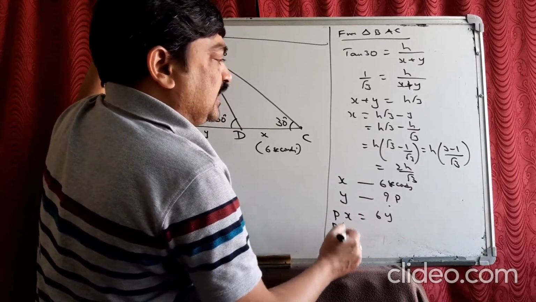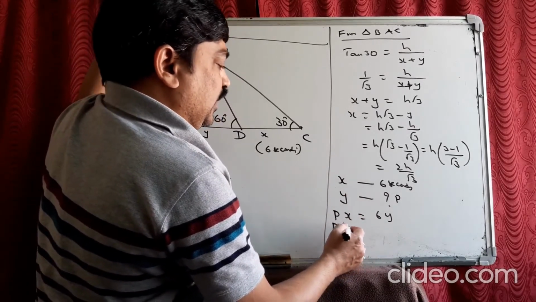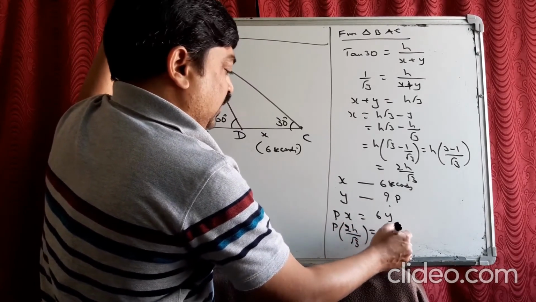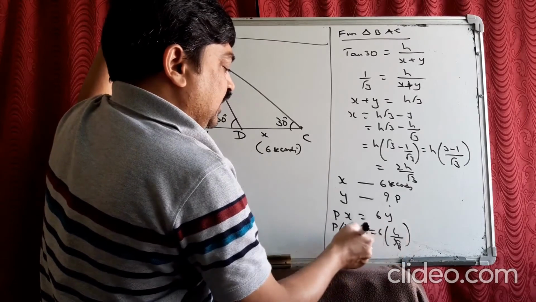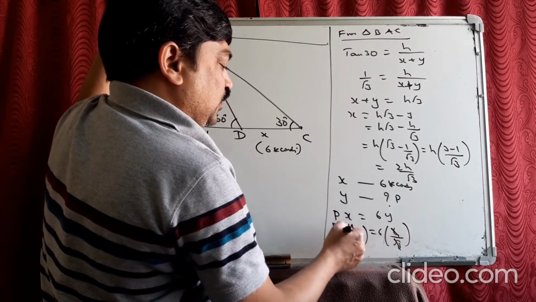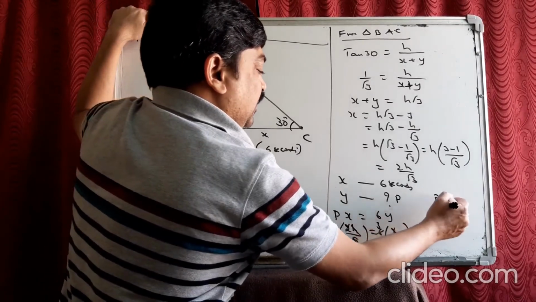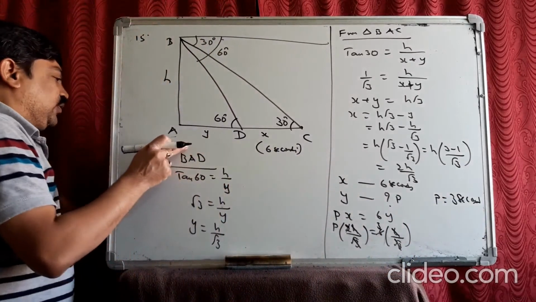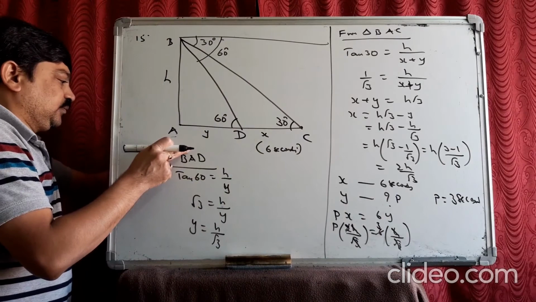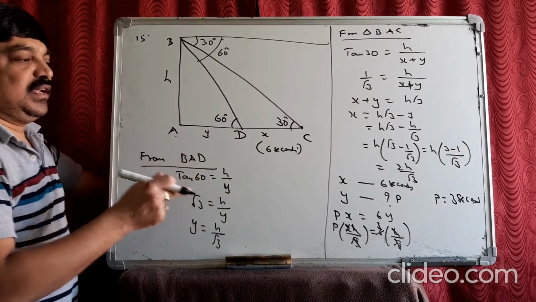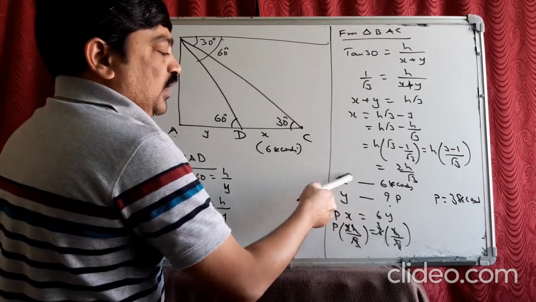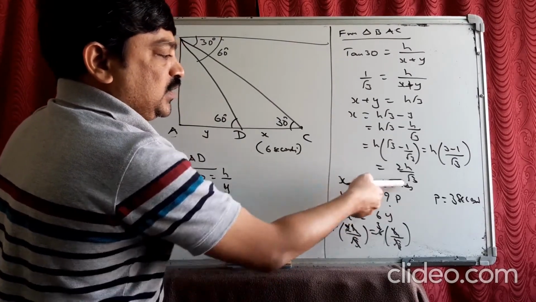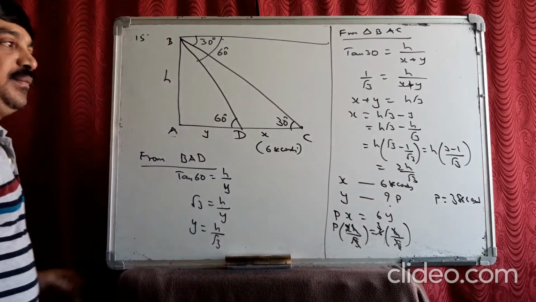P into x, where the x value is 2h by root 3, equals 6 into y, which is h by root 3. You can cancel h and root 3. So 2 also cancels. So p equals 3 seconds to reach the foot of the tower. Understand? This is the direct proportion. When you have direct proportion, the product of these two is equal to the product of these two. Okay?